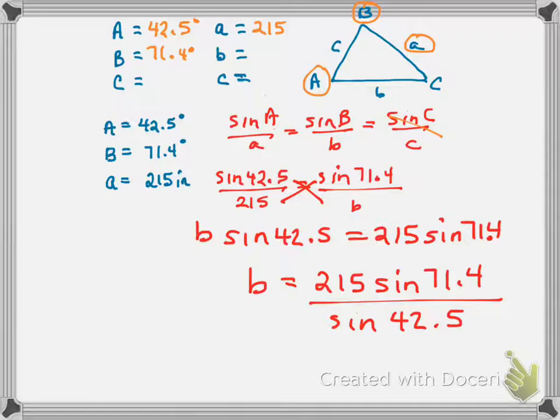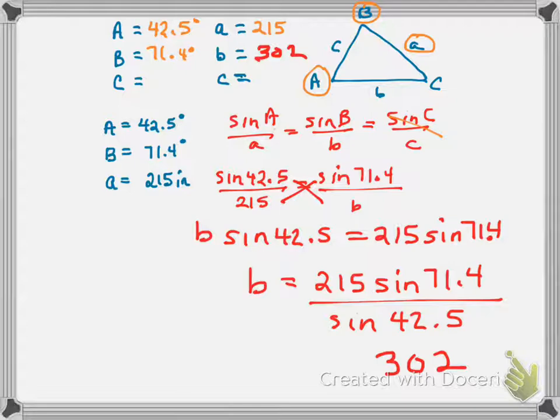All right, so when you type that in the calculator, my calculator came up with 301.6. So since we want 3 sig figs, I'm going to round that to 302. So that is B. So over here, B is 302.